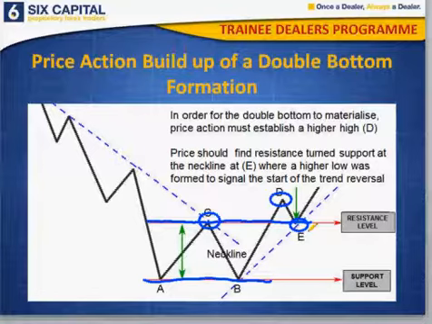Potentially or usually where it forms is very important. The most important is that it forms at the neckline where it breaks out, right? Where a higher low was formed to signal the start of the trend reversal. Why do we say the start? Because this is only the second point. Okay?